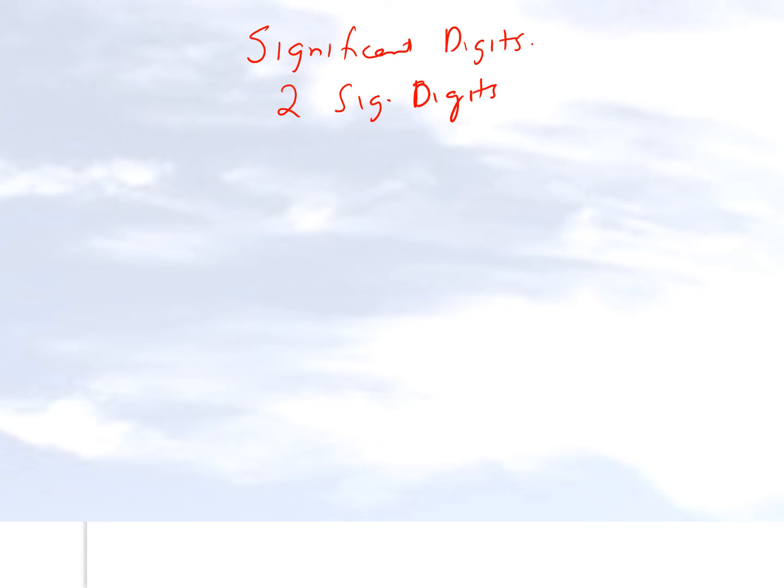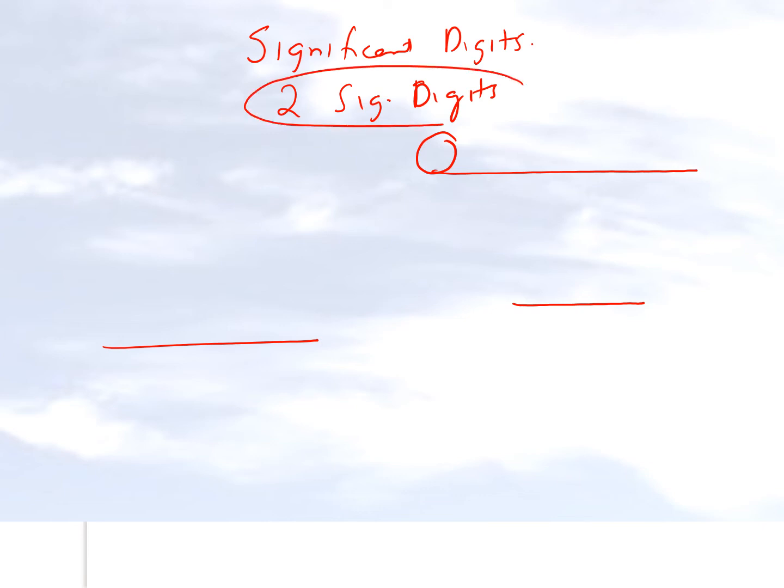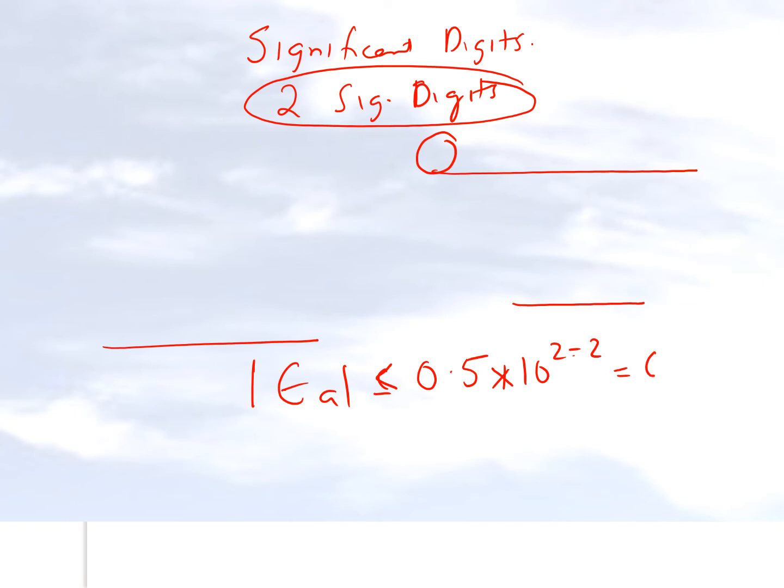What is that theorem? It says that if you want at least m significant digits to be correct in your answer, then you will need an absolute relative approximate error which is less than or equal to 0.5 times 10 to the power 2 minus m, in percent. So when we say we want 2 significant digits to be correct, you want the absolute relative approximate error to be less than or equal to 0.5 times 10 to the power 2 minus 2, which is equal to 0.5%. So this becomes your pre-specified tolerance.